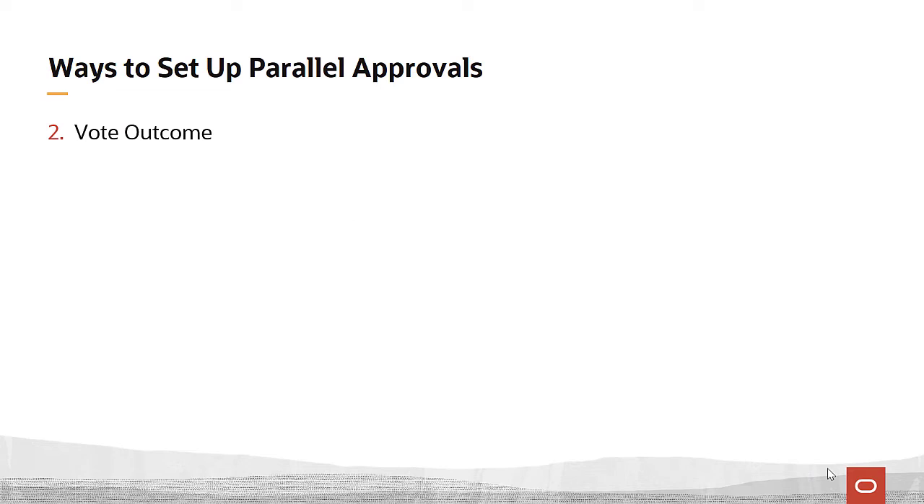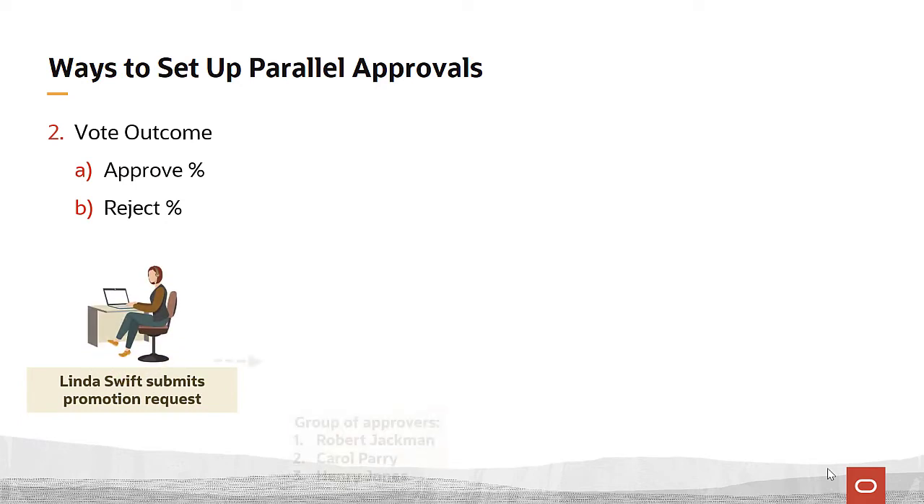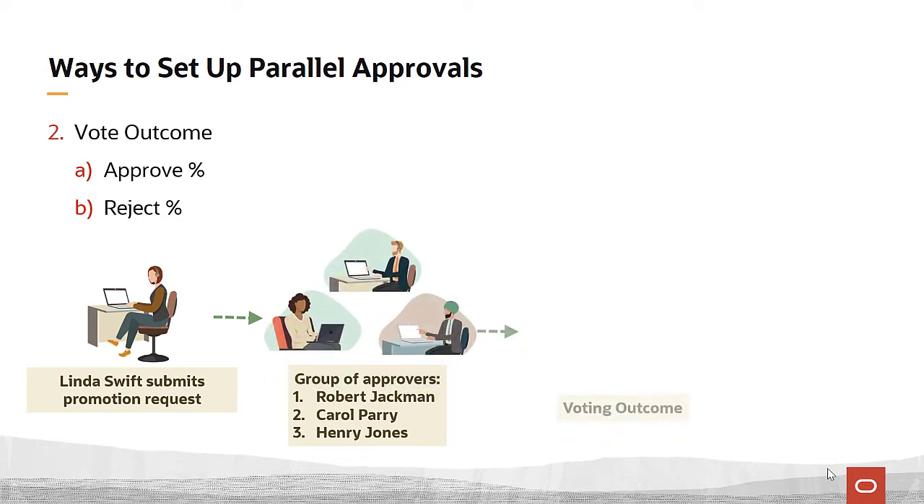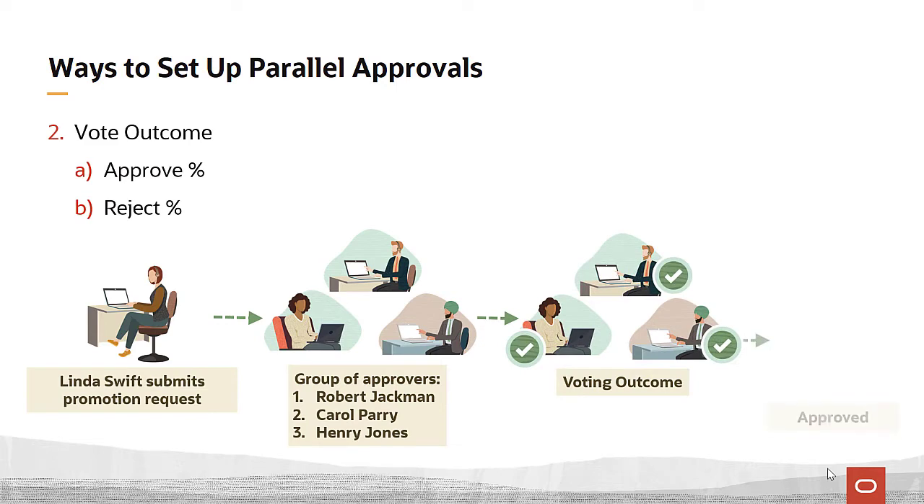When you select Vote Outcome, you can set the target percentage. You can enter the approved percent amount as 75, where 3 out of 4 approvers need to approve. And the reject percent amount, such as 25% of the approvers can reject the task and it will still be approved. In this example, Linda Swift submits a promotion for her direct report, Andrew Robinson. All 3 approvers, Robert Jackman, Carol Perry, and Henry Jones, must act on this task. Once they have all approved, the promotion is approved.